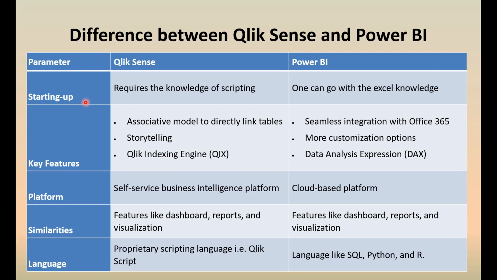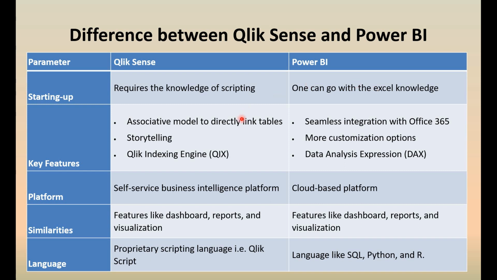Coming to the parameter starting up, your QlikSense requires the knowledge of scripting. Here everything we can manage with scripting. Instead of scripting, we can simply drag and drop also, but scripting is provided to work with each and everything like data modeling. If you want to add any new column or any new attribute, like a date attribute, you want to extract the year from that, the month, the date, etc. Various kinds of attributes are added and shown. And for Power BI, one can go with Excel knowledge. Here Excel knowledge is sufficient in order to work with Power BI.